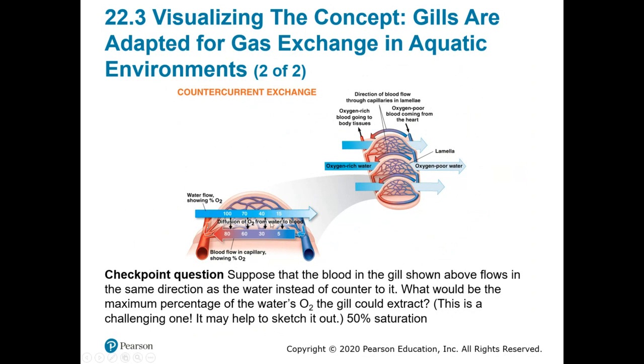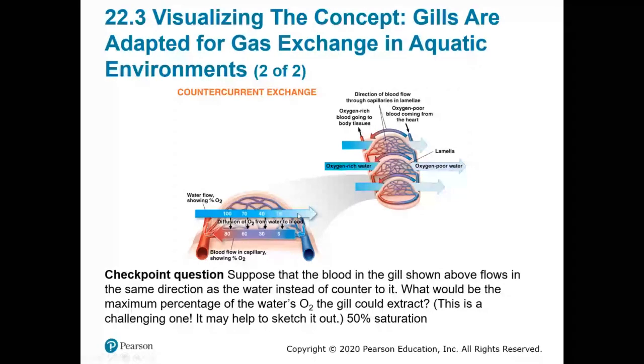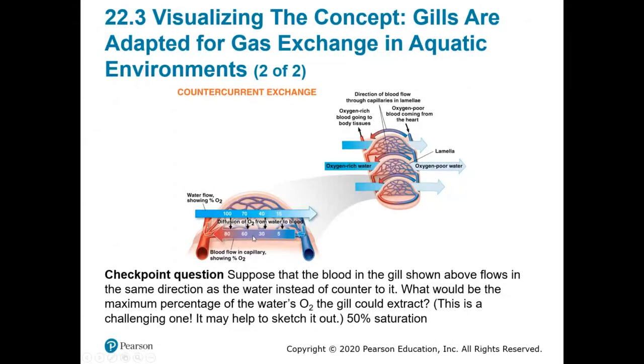All right. So notice here we have constantly more oxygen in the water than we do in the blood. So 15 to 5, 40 to 30, 70 to 60, 100 to 80. But if we were to run the other way, about halfway through, we would hit 50% here and 50% here, and then we couldn't bring any more in because we wouldn't have a gradient to go down. Right? So again, it's very important that they move this water in one direction and the blood in the other.